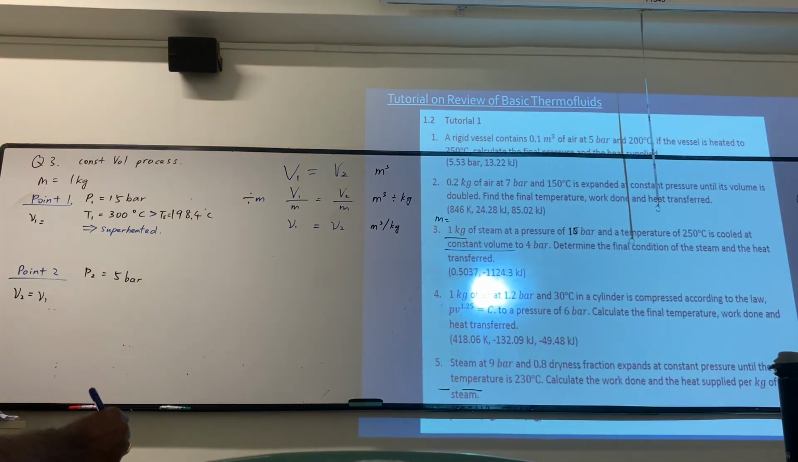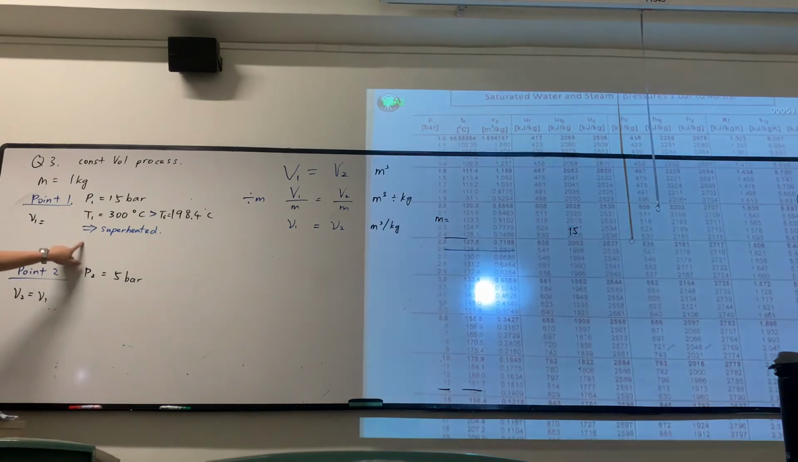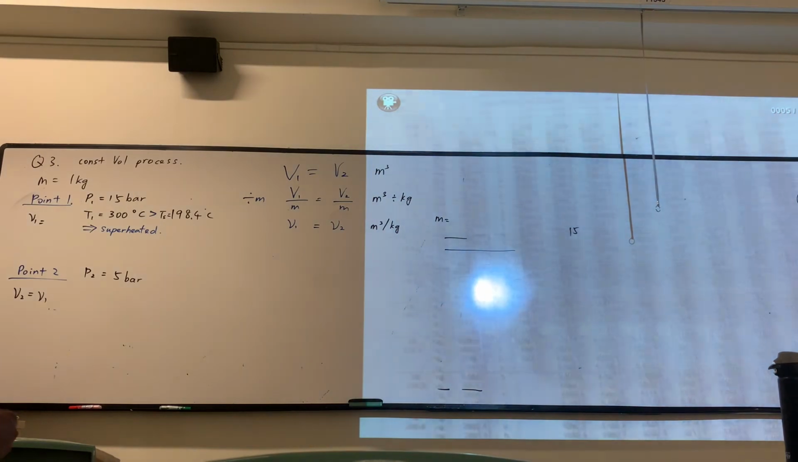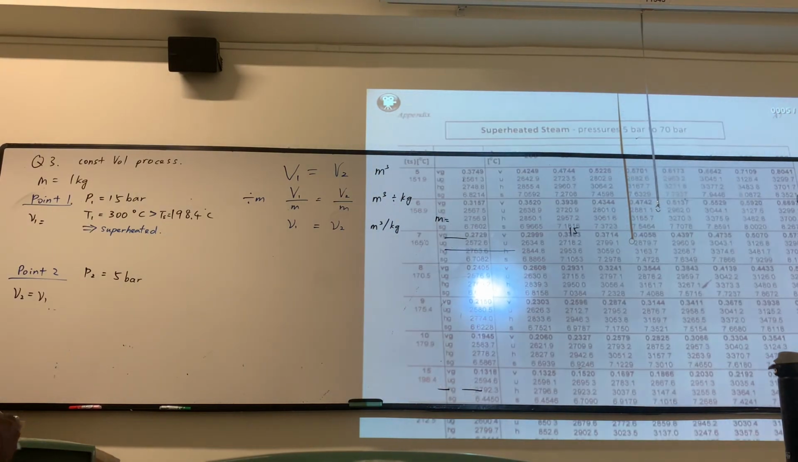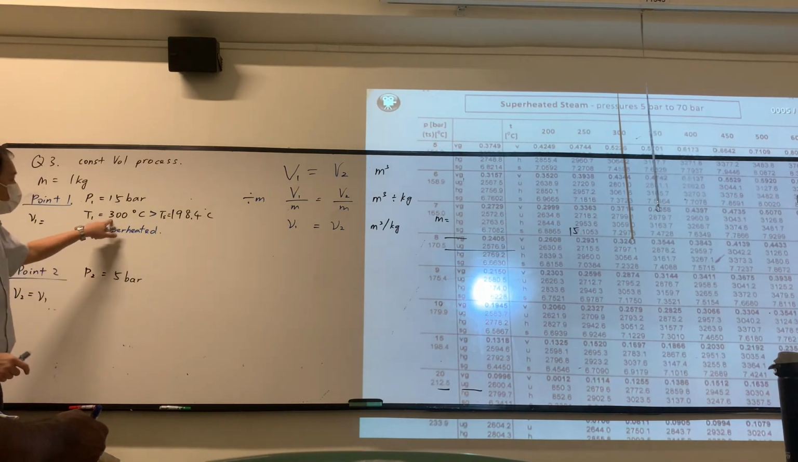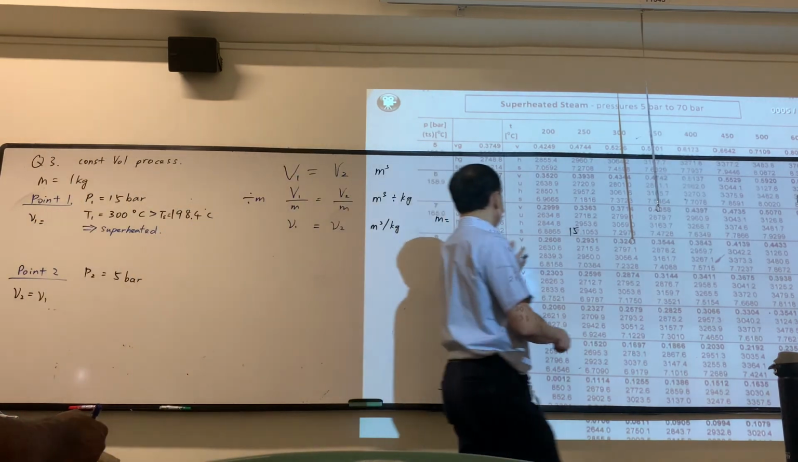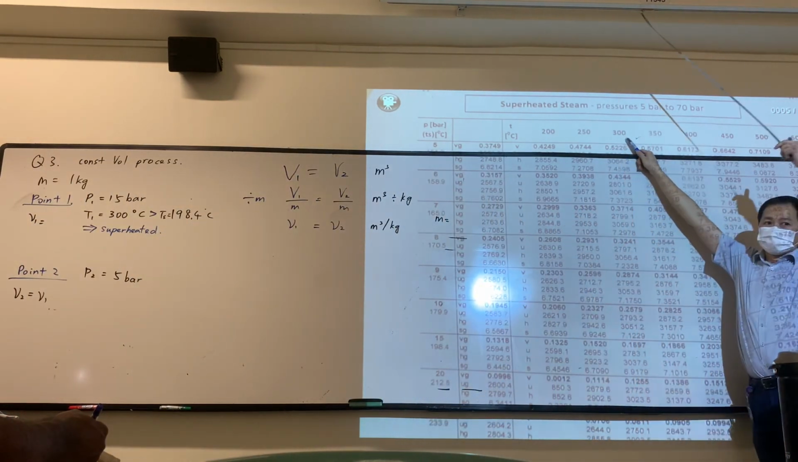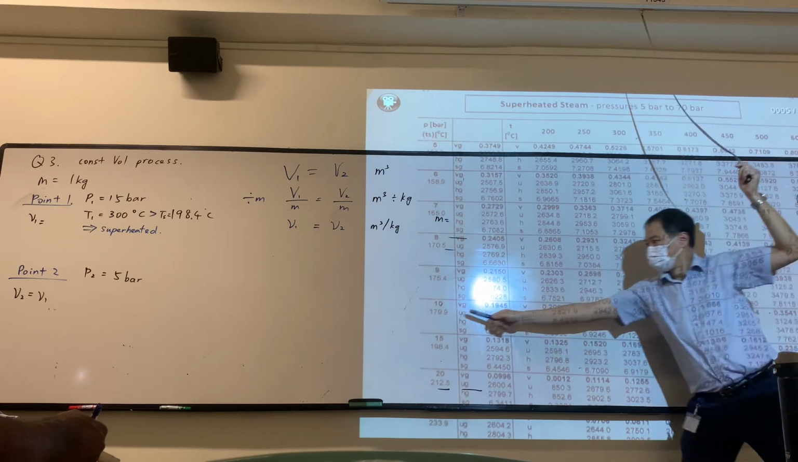Okay, so next we know it's superheated steam, then what? We go to the superheated steam table. Once we know it's superheated steam, we go straight to the superheated steam table. You can see superheated steam. Then look up 15 bar. Now my pressure I change to 15 bar. Then look at 300 degrees. 300 degrees, then 15 bar.